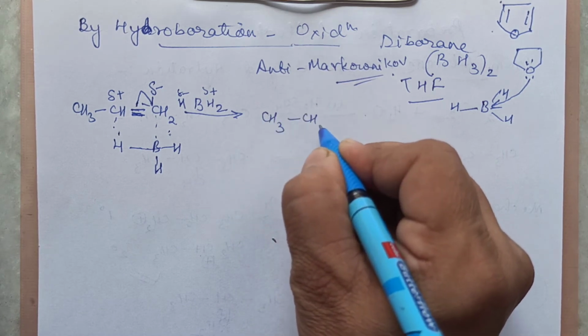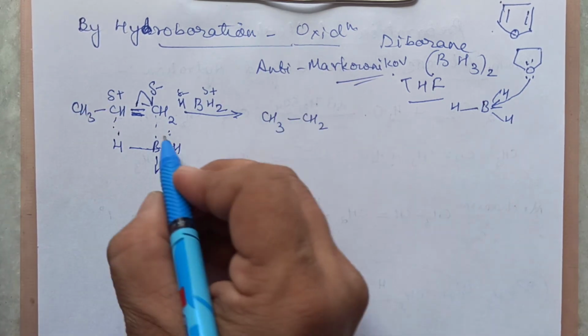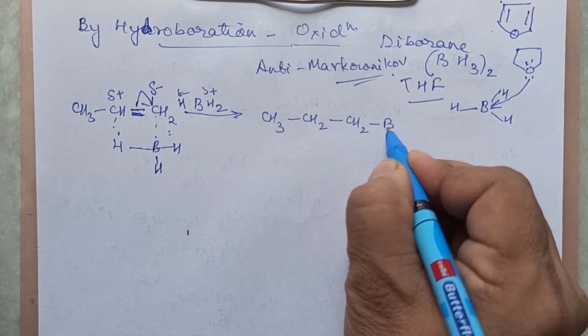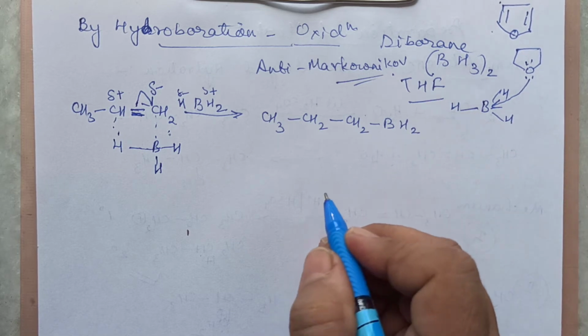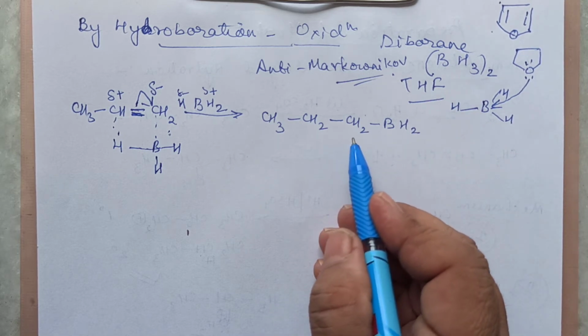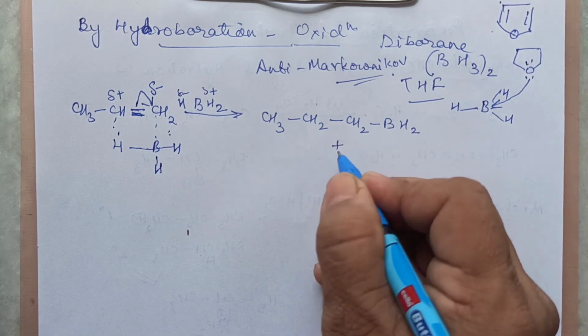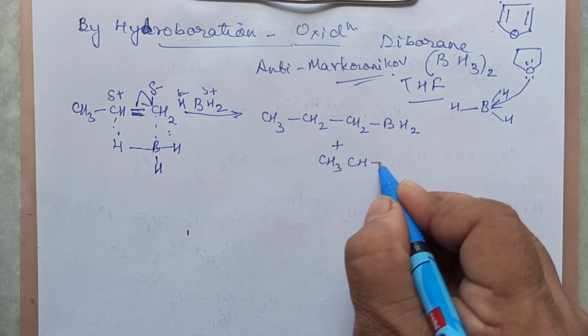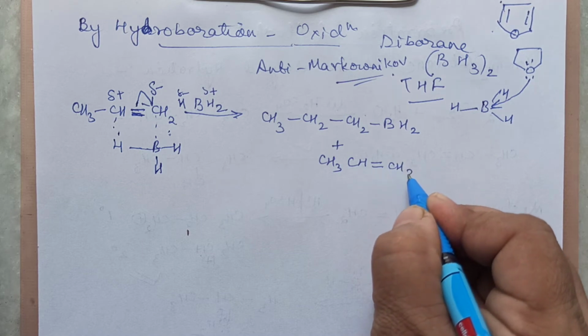CH3. This becomes now CH2 because this H has added here. This is now a single bond. CH2, and now you get this as BH2, right? Now this further will be attacked by one more alkene. There are three alkenes which can be attacked: CH3, CH, double bond, CH2.